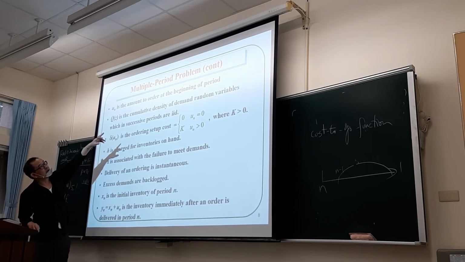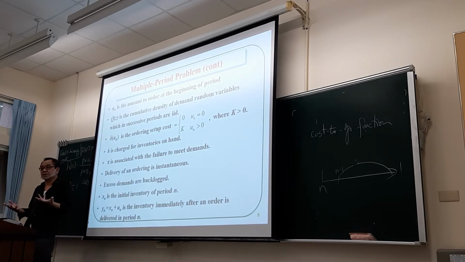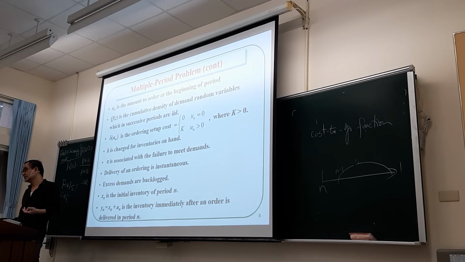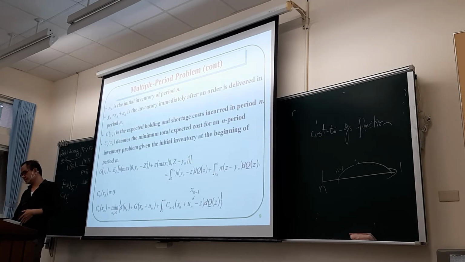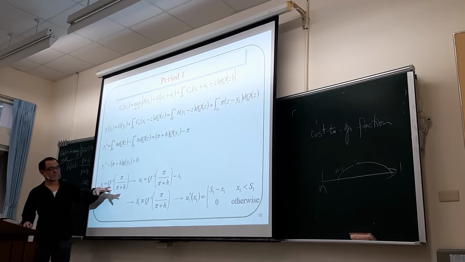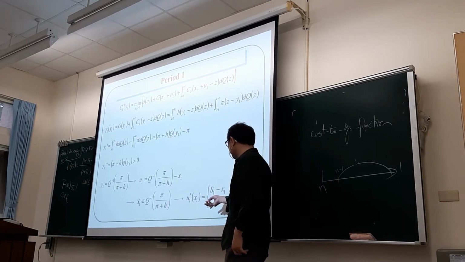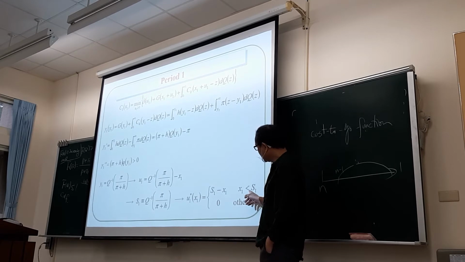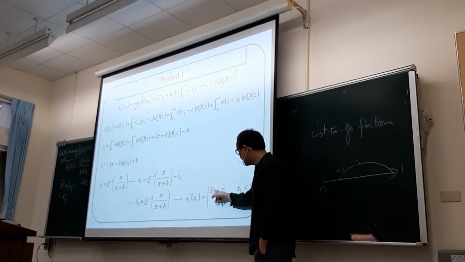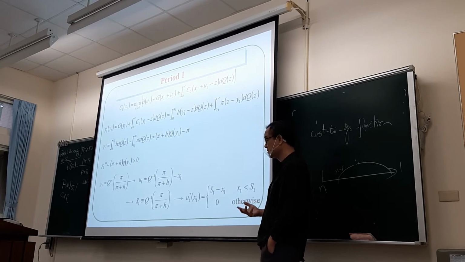U is the amount to order at the beginning of the period. That's the only decision variable, right? So U1, conditional on the initial inventory X1: if X1 is less than capital S1, we buy up to capital S1. Yeah, without setup cost. Okay.